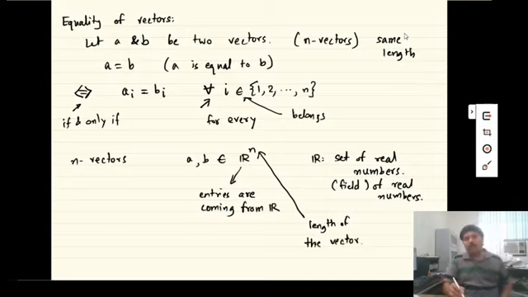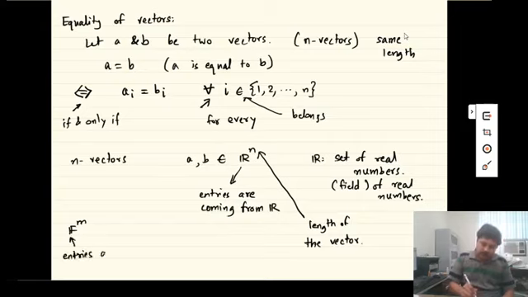So you can see the importance of this particular notation R to the power n. You can change this R to the power n to F to the power n. And what would this F to the power n really mean? In order to make it more general, I will just say F to the power n. F entries are coming from F, and n is telling you the length.